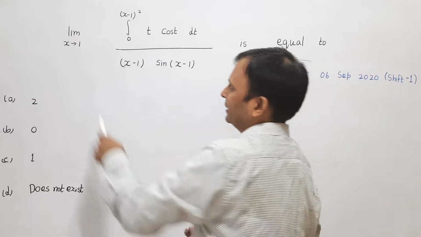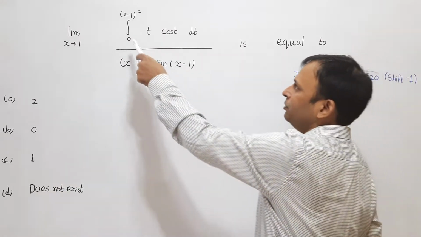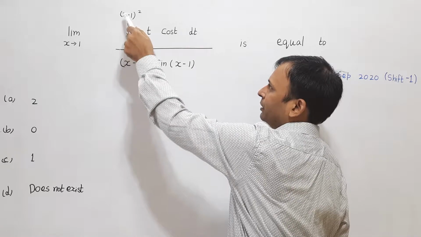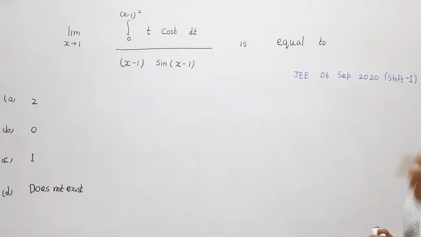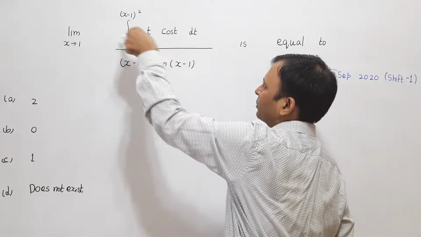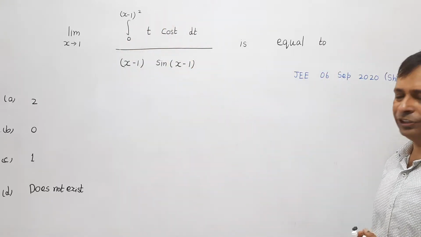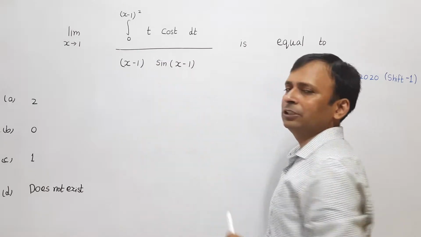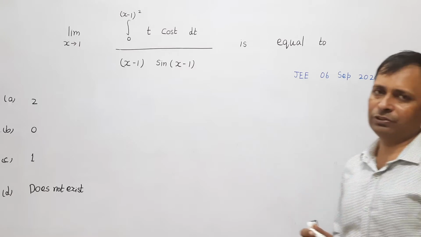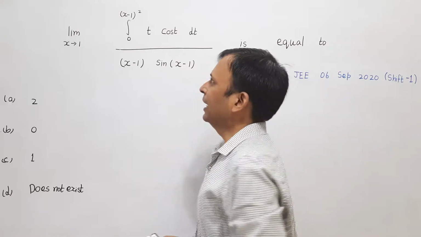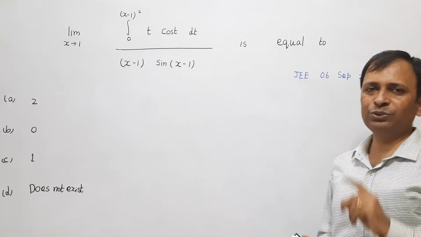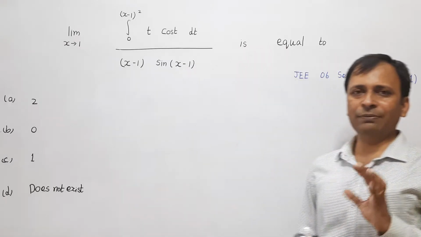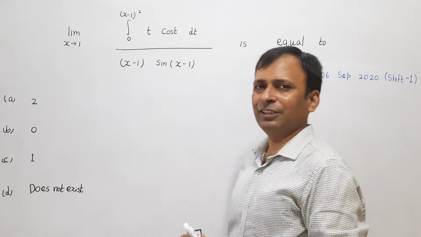Now if you see here, when x is approaching 1, the numerator has the limits 0 to (x minus 1) whole square. So when I am substituting x to 1, the limits will be approaching 0 to 0, means as a whole the integral will be approaching 0. Similarly, the denominator is approaching 0 into 0, that is also equal to 0. So as a whole, this entire thing is approaching 0 by 0, for which the best way to solve is using the L'Hopital rule. So I am using the L'Hopital rule in this particular problem.